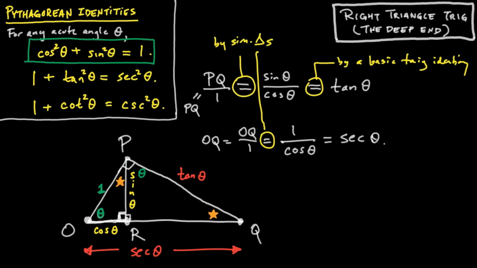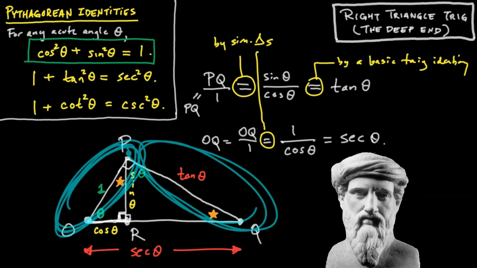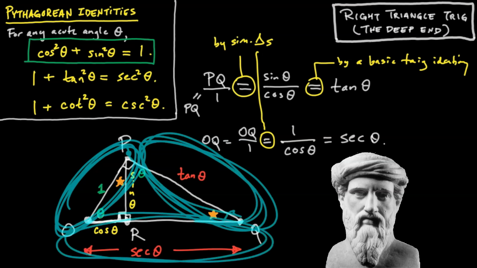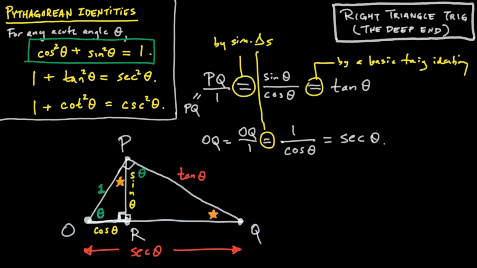Let's call Pythagoras back into the room and ask him what he sees. Well, of course, by the Pythagorean theorem, we have 1 squared, or 1, plus tangent squared is secant squared, which is exactly our alternate Pythagorean identity. So we can see it, and in this very interesting manner where we see both identities portrayed simultaneously.